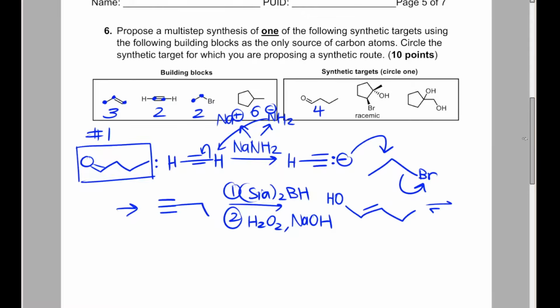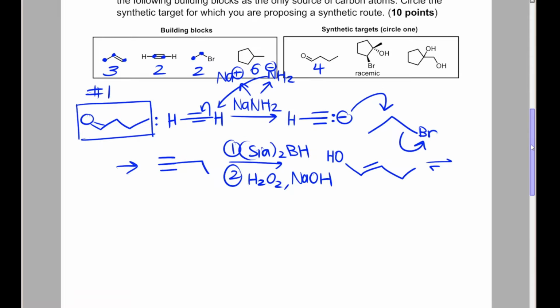So the way to draw the keto tautomer is just to move the double bond to the oxygen, and the hydrogen, we can just kind of ignore it. It's going to move somewhere else. So we're going to just draw something like this. And this is our final product for this first synthetic target.